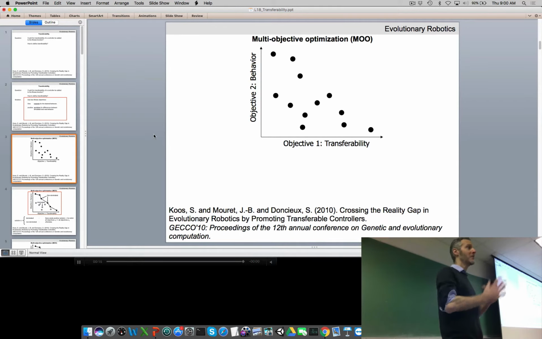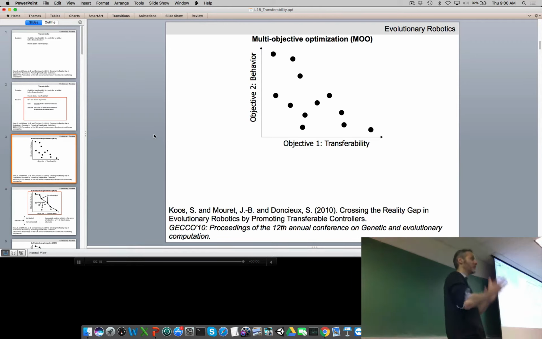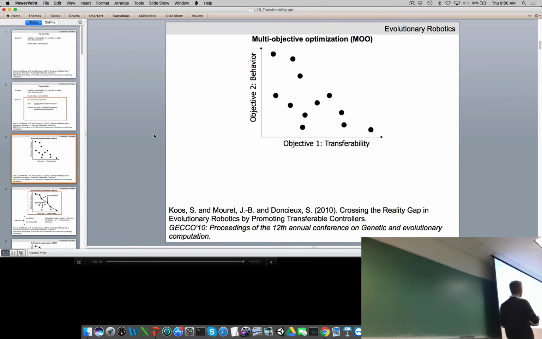It's also a common method in machine learning in general. For those of you that go out and find a job in industry doing any machine learning or any AI work at all, you will probably come across it or end up using it at some point. Okay, here we go. So how does it work? Well, in our case, we have two objectives: transferability and behavior. For our purposes, let's imagine we're trying to maximize these two objectives. We want controllers that are both transferable and generate desired behaviors.